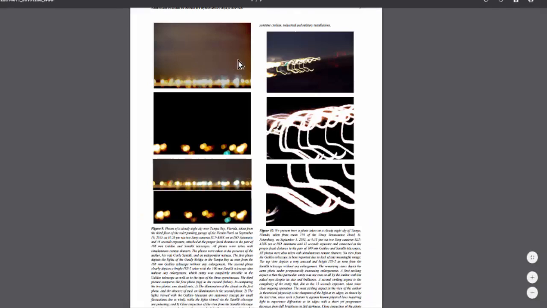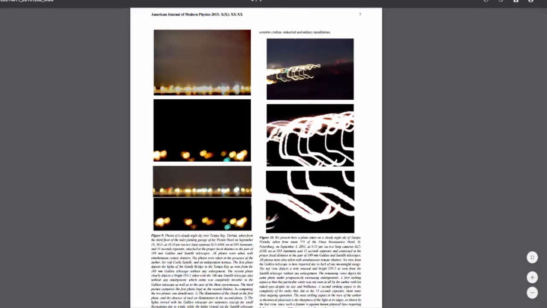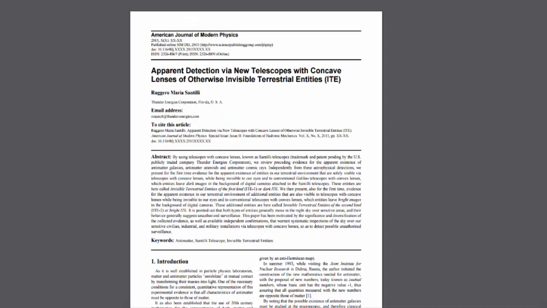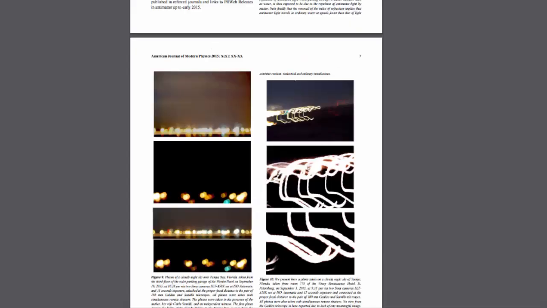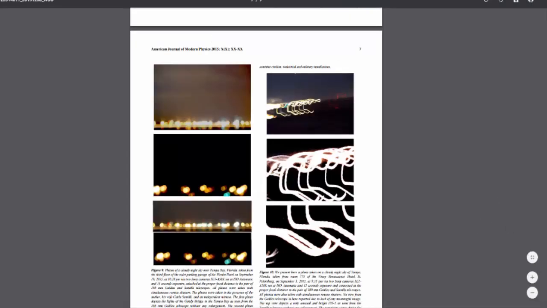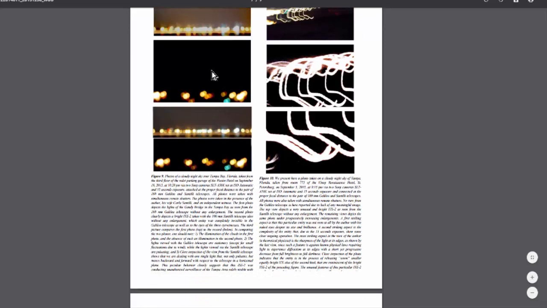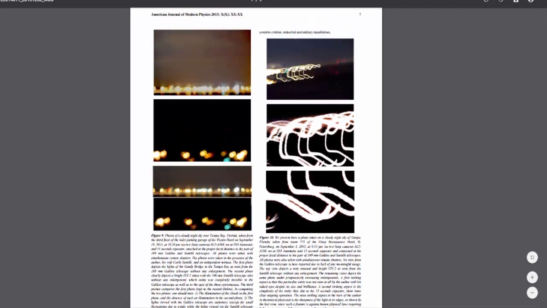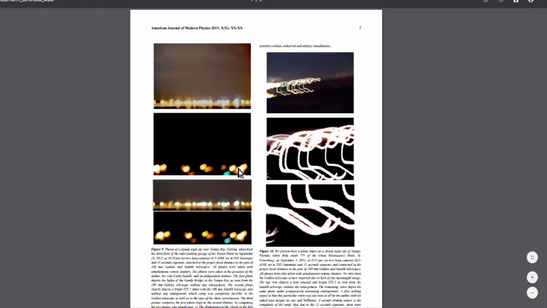You know what I think? That green light and that red light over there are traffic lights. That's what I think. And putting a telescope with a concave lens like that, yeah, you're going to see nothing but black. It's going to be ridiculous. You're not going to see anything. It's going to be too much magnification.